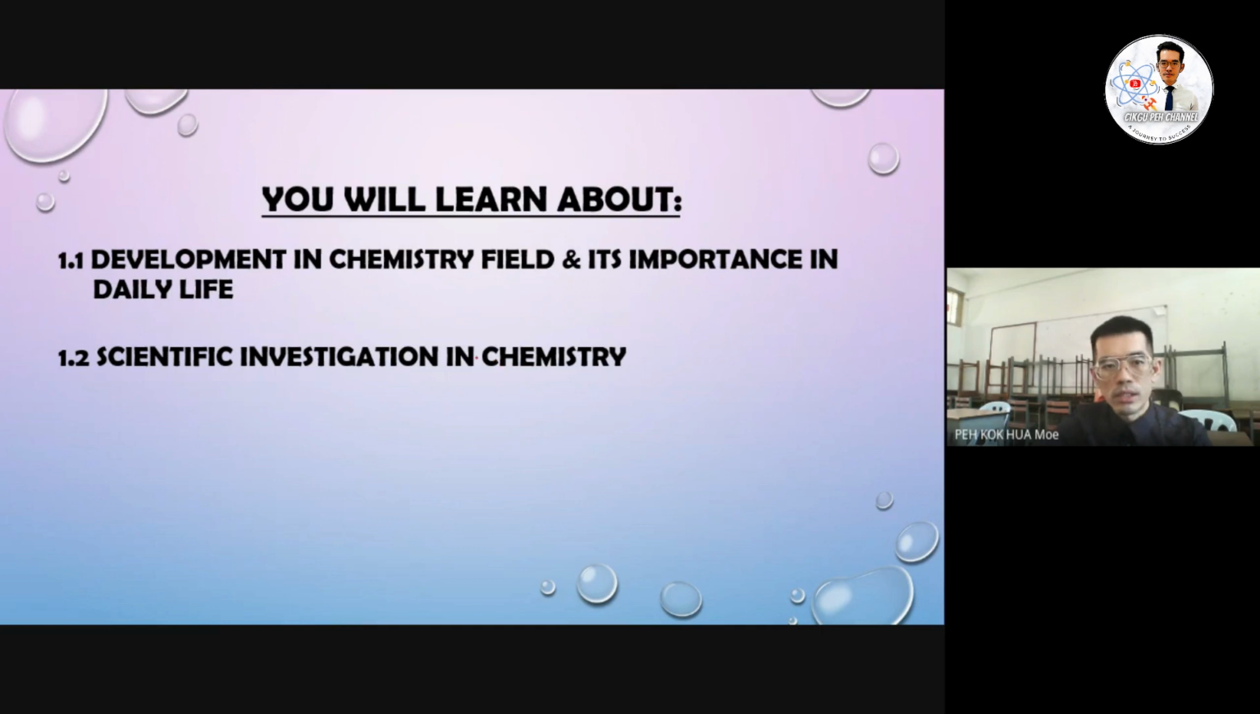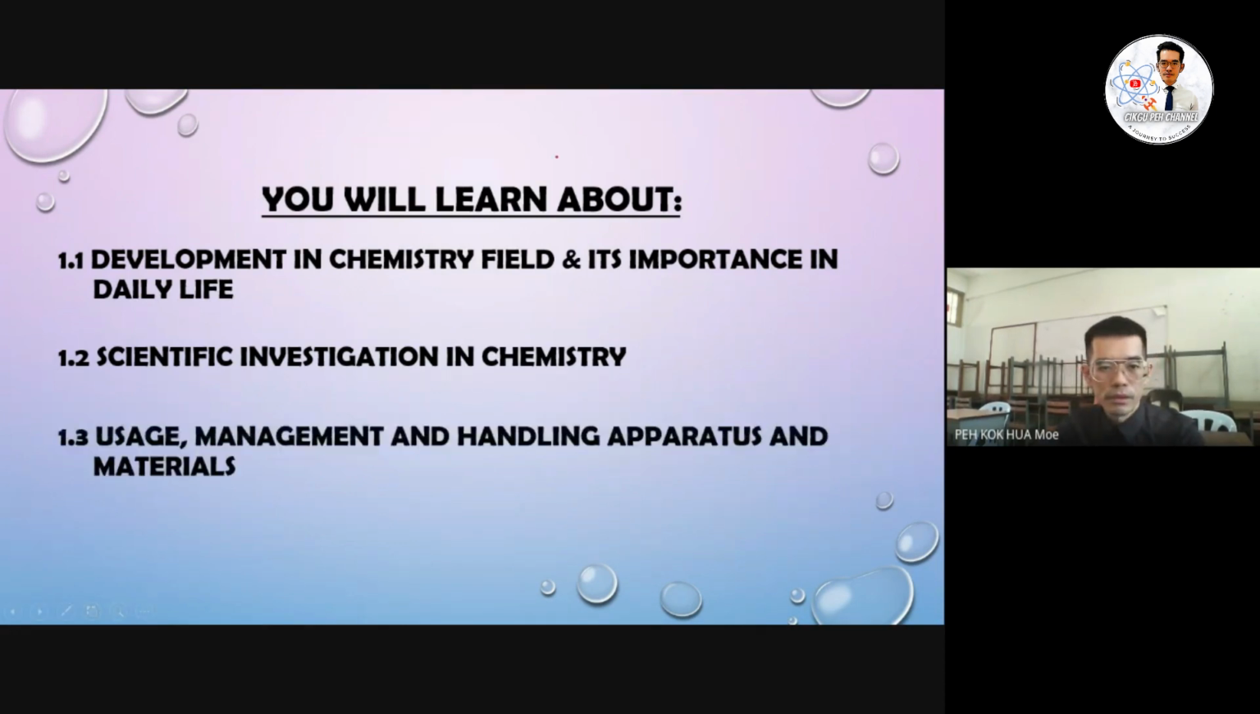As mentioned just now, this is actually the same steps of scientific investigation as in physics also. The main purpose of this subtopic is to let you know what you have to write in your compulsory report, and indirectly it is the method of how you answer Paper 3. The last will be usage, management and handling of apparatus and material.